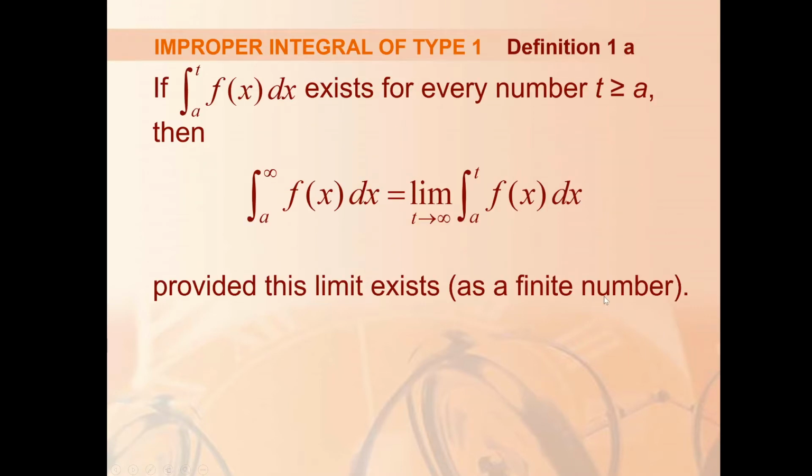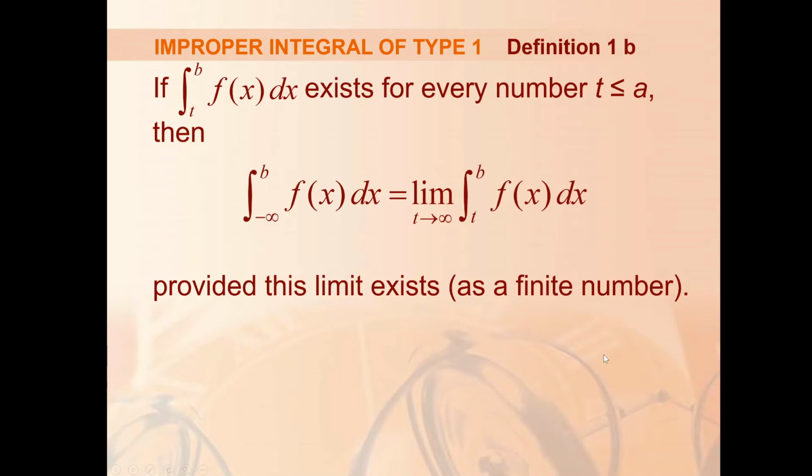Okay, so now we'll look at some examples. This one gives you the definition of the improper integral. If the integral from a to t of f of x dx exists, where a is a constant, for every number t greater than or equal to a, then the integral from a to infinity of f of x dx equals the limit as t approaches infinity of the integral from a to t of f of x dx, provided this limit exists as a finite number. If the number exists, that means it's going to be the exact value. That's what a finite number is.